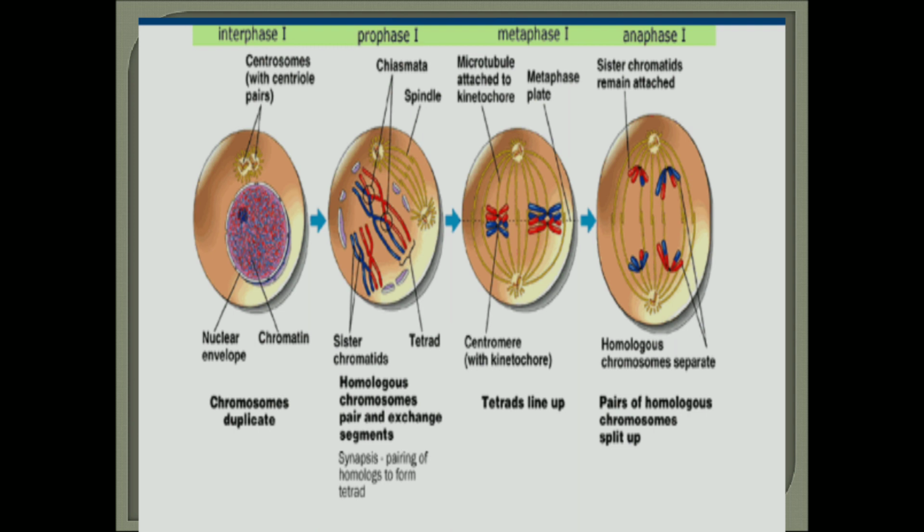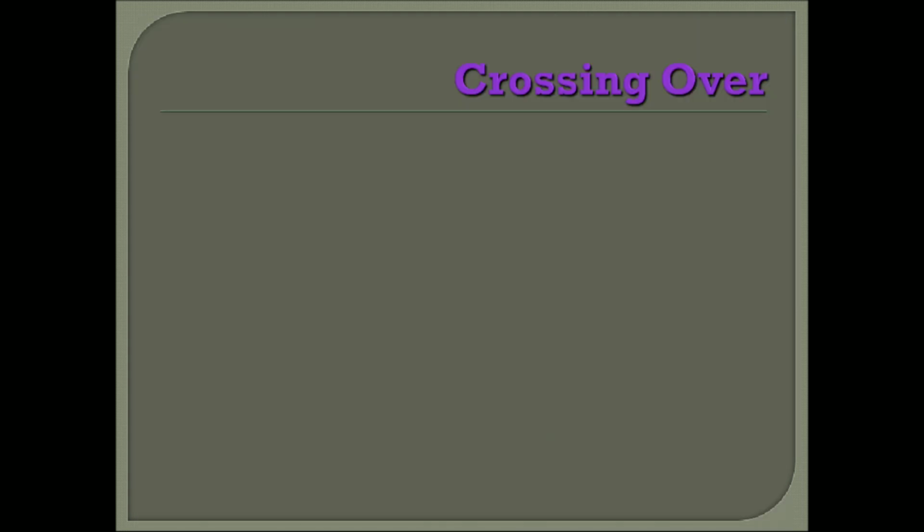So friends, we can observe here this is leptotene. In zygotene the homologous chromosomes come closer. This is about prophase first. Metaphase first we have not yet discussed, and this is anaphase. We'll discuss those later.